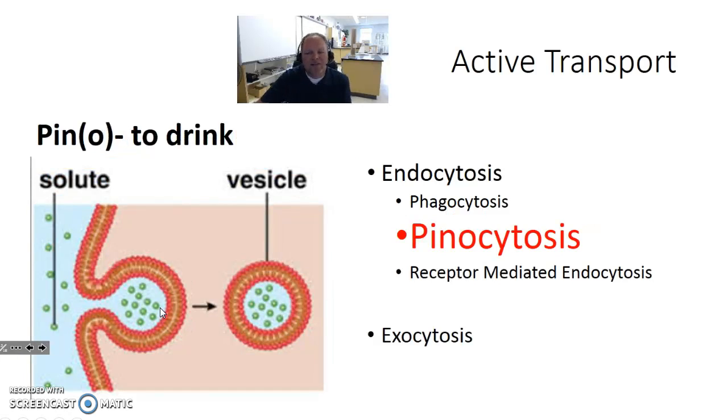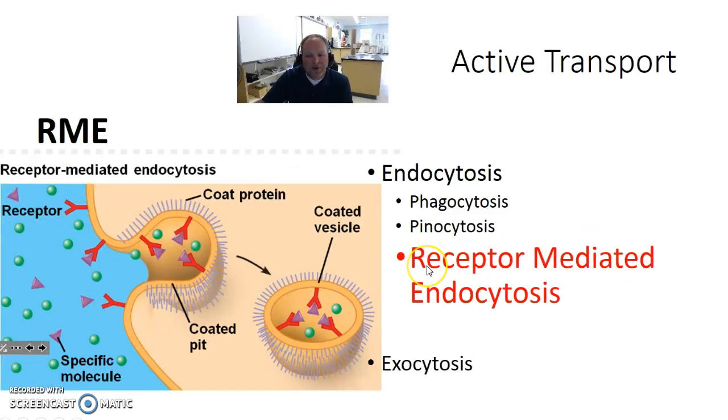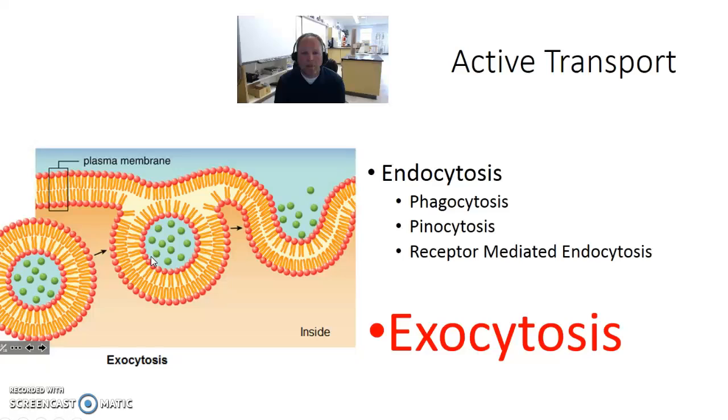So the third one we have is the almighty receptor mediated endocytosis, which I'm always going to say from now on RME. In RME, the receptors on the cell membrane get involved. And once those receptors get involved, they grab something highly specific, things that you definitely need. Now, cells don't use RME very often. They only use RME when they need something highly specific that Pino and Phago are not giving them. And the last form of active transport is the almighty exocytosis.